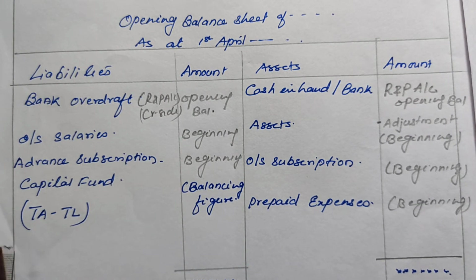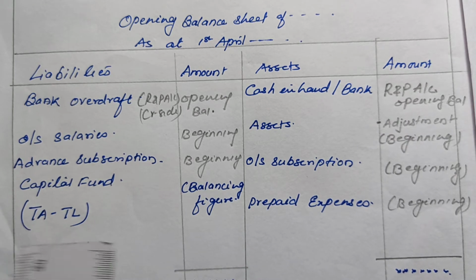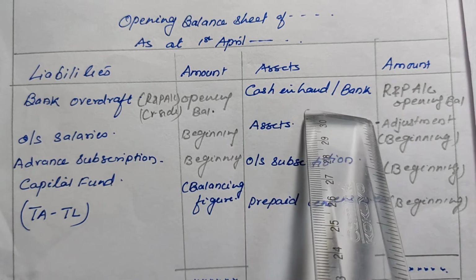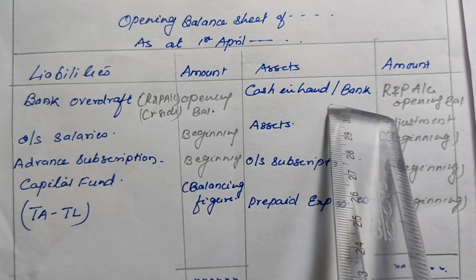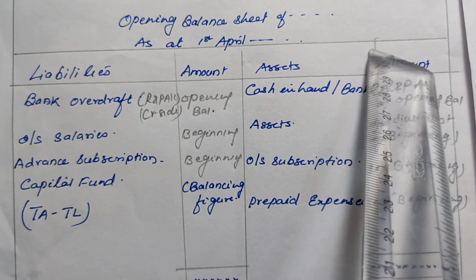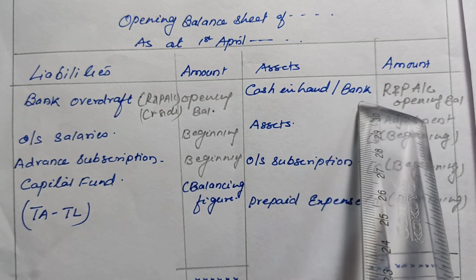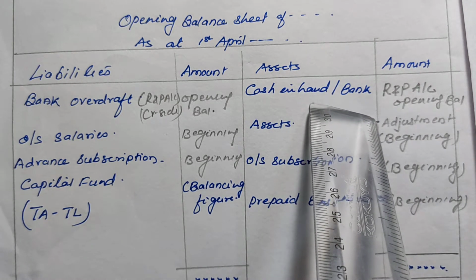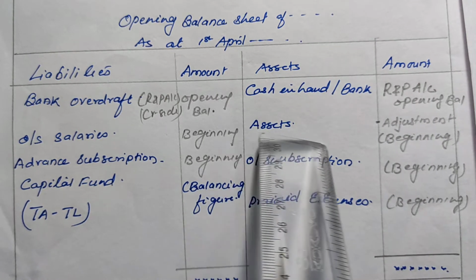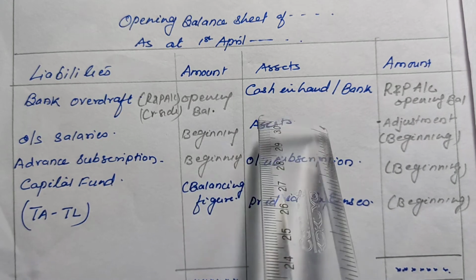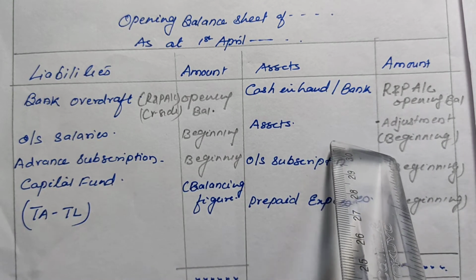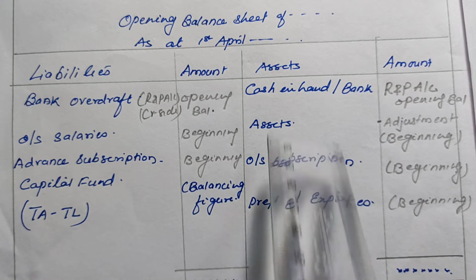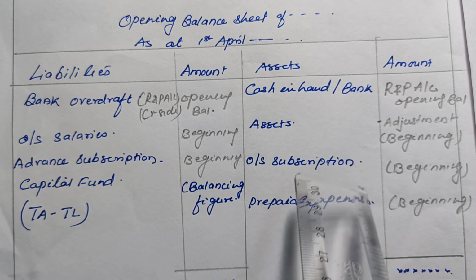Now let's see what is to be recorded in the opening balance sheet. First, we'll record cash in hand or cash at bank. This amount you will get from the receipt and payment account, that is, the opening balance of cash will be recorded on the asset side. In the same way, assets that are also of the beginning of the year. All the adjustments at the beginning of the year will be recorded in the opening balance sheet.